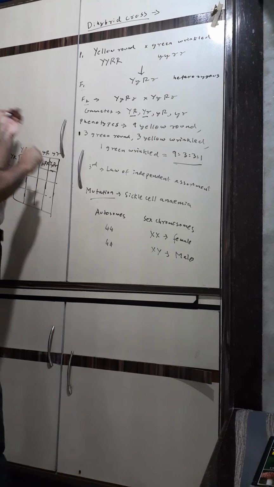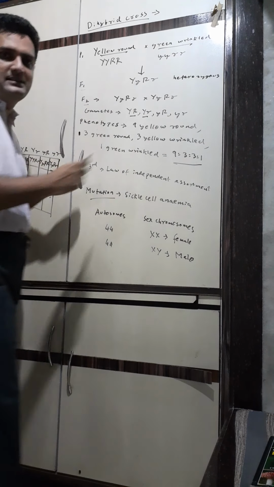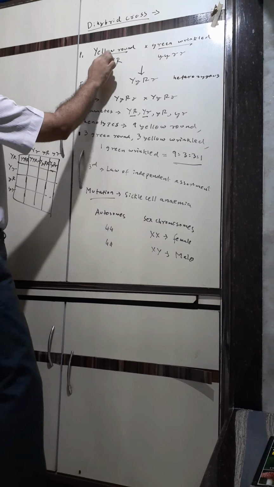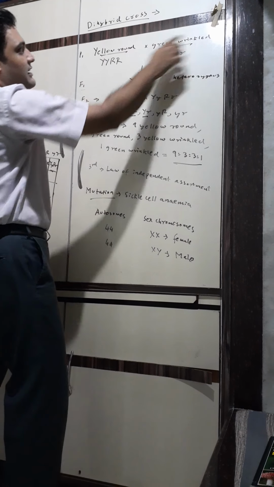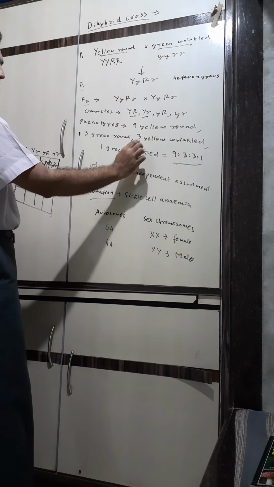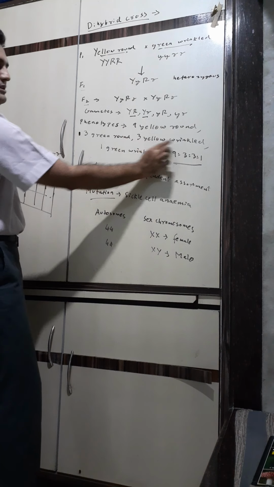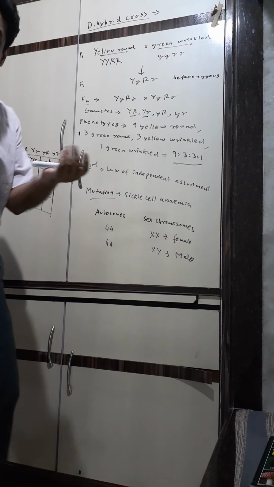What was the previous combination? Yellow round, green wrinkled. But they have assorted themselves. Here, yellow has gone with wrinkled and green has gone with round. See, yellow has gone with wrinkled, green has gone with round. So the characters are assorted.